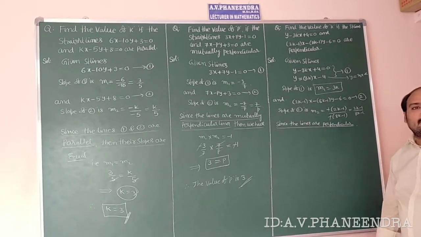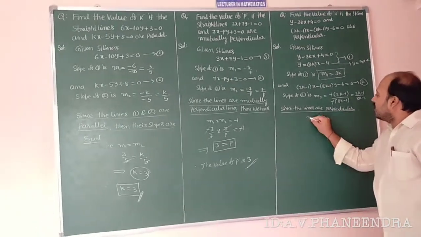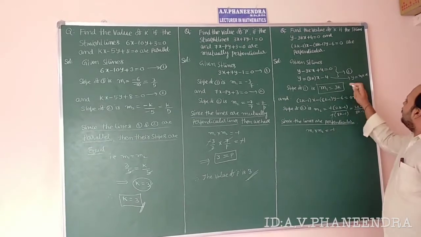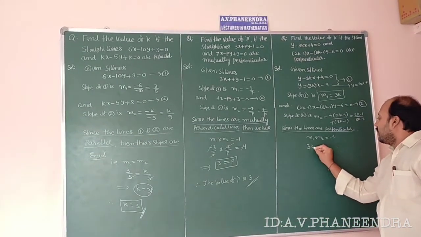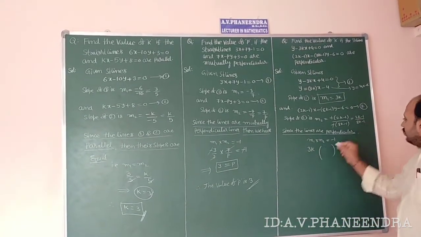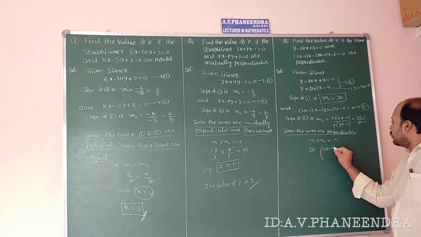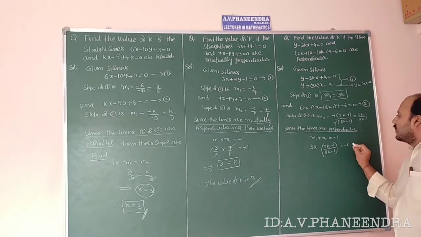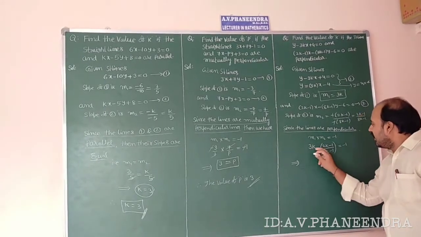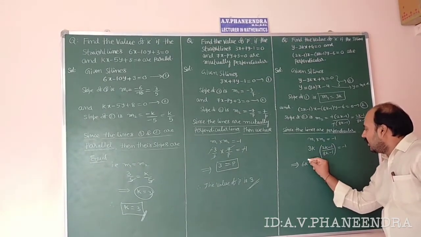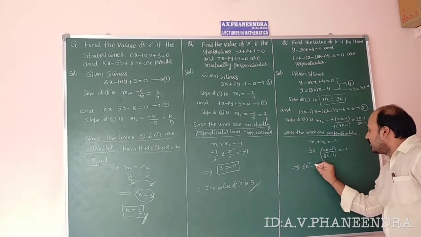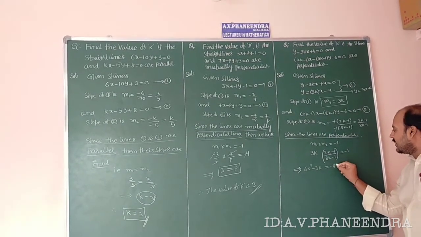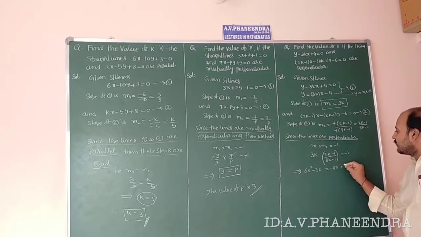you have to underline it in the exam also. Whenever perpendicular, we know that the condition is m1 into m2 is equal to minus 1. So m1 value is 3k into m2 value 2k minus 1 divided by 8k minus 1 is equal to minus 1. Cross multiply, 3k into 2k is 6k square minus 3k into minus 1 is 3k is equal to minus 1 into 8k minus 1 into minus 1, which is plus 1.